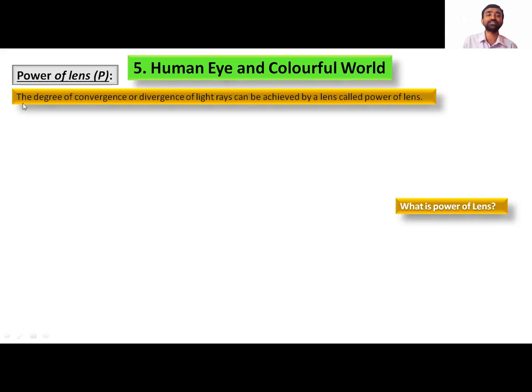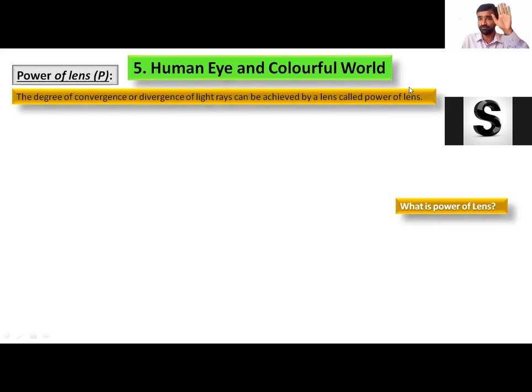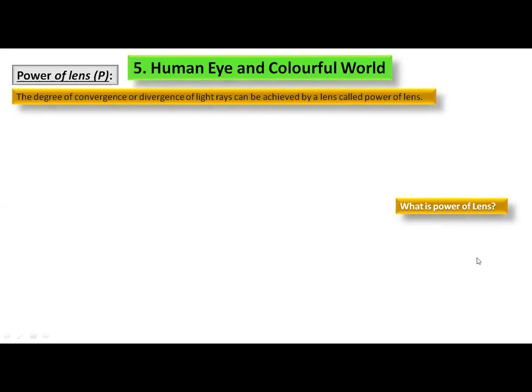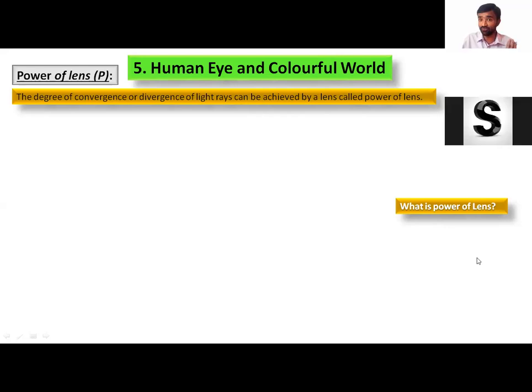So here, power of a lens is defined as the degree of convergence or divergence of light rays that can be achieved by a lens. Are you clear about the definition? Why is the definition given like this? The definition is also meaningful. They cannot give it blindly, right? There is a meaning in the definition.